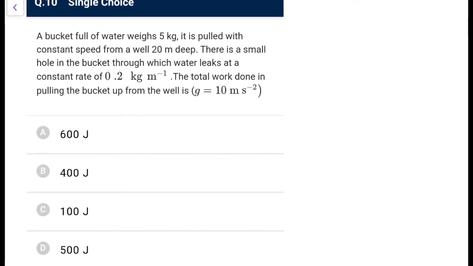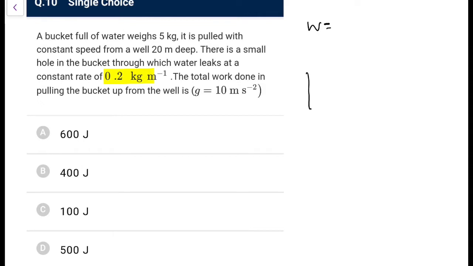Next. You have a bucket full of water which weighs 5 kg. It is pulled with constant speed from a well 20 meter deep. There is a small hole in the bucket through which water leaks at a constant rate of 0.2 kilogram per meter. So with the height it is given. The total work done in pulling up the bucket from the well is? We need to calculate work as mgh. But the mass is continuously decreasing. So basically you need to do the integration.